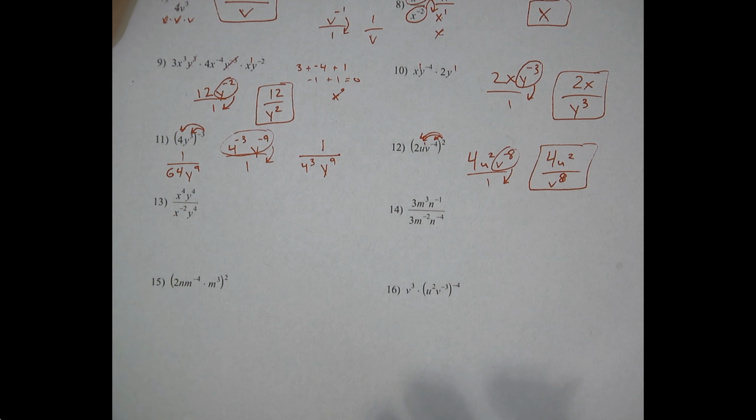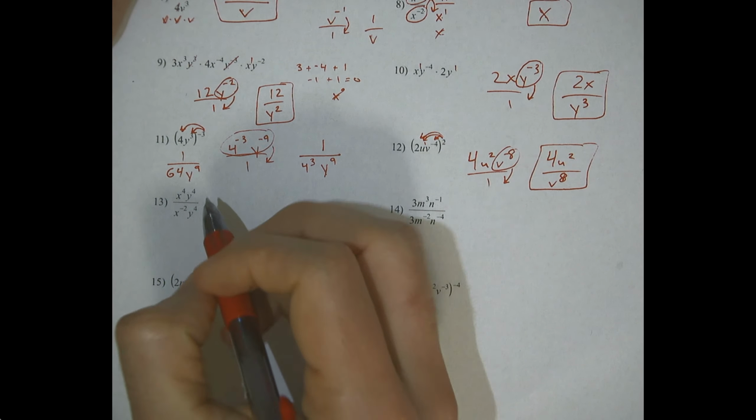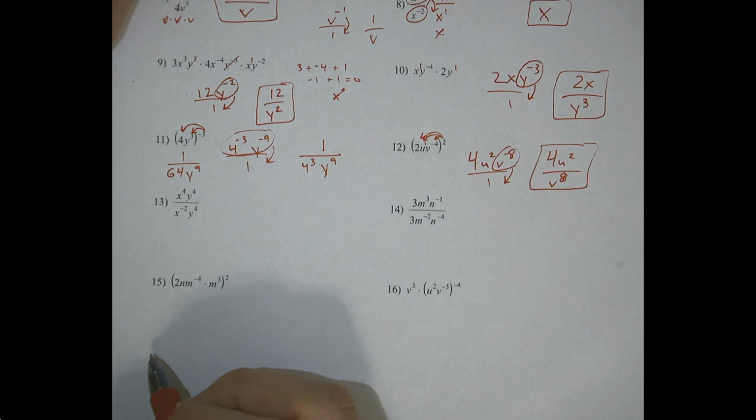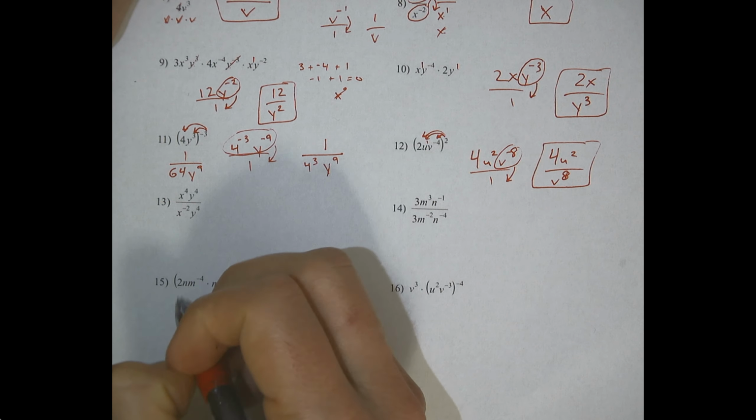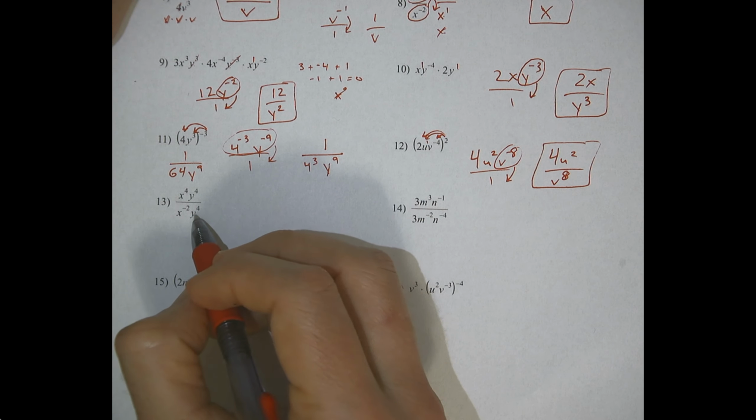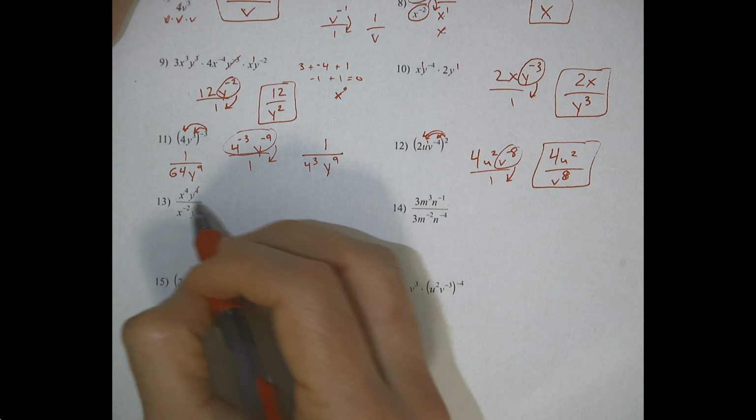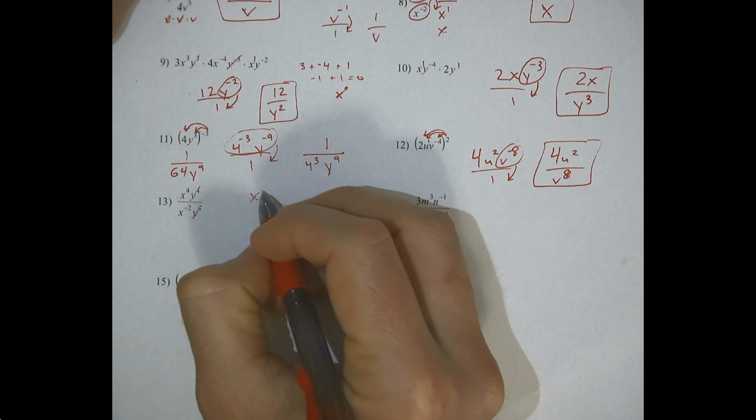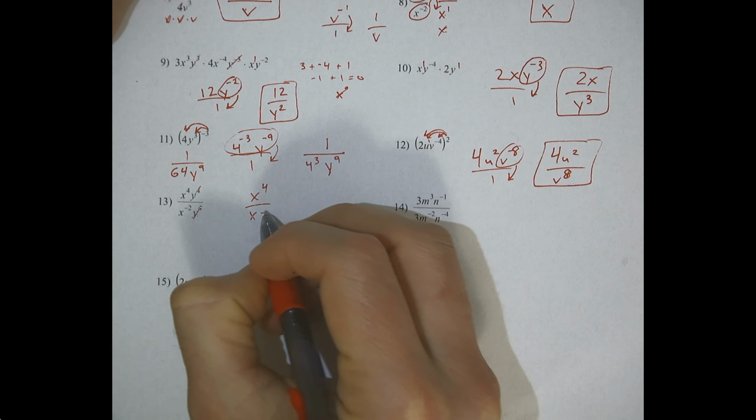(13) Quotients here with negatives. So a couple different strategies. You could do the subtraction if you want, or you can move the negative and then combine. So we'll talk about both. So first of all, we've got the y to the 4th over y to the 4th. So those are going to cancel out. So we're just dealing with the x. So let me rewrite it over here. X to the 4th over x to the negative 2.